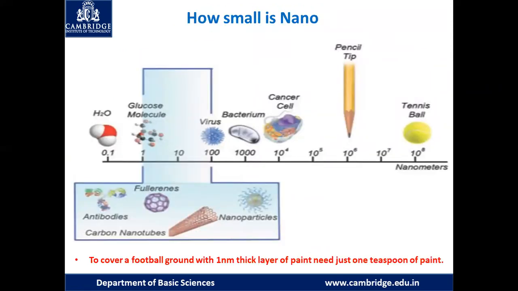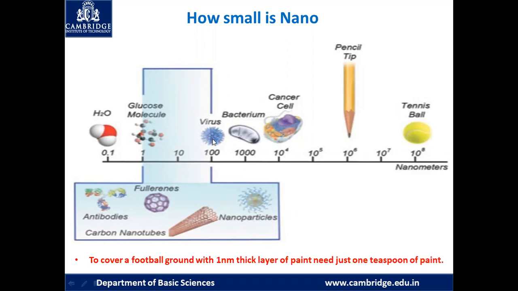How small is nano? To understand how small the nanoparticles are, there is a scale given. In the scale, water molecules are 0.1 nanometer. Glucose molecules are 1 nanometer. Virus is 100 nanometer. A bacterium is 1000 nanometer. And a cancer cell is 10 raised to 4 nanometer. And the tip of the pencil is 10 raised to 6 nanometer. And a tennis ball is 10 raised to 8 nanometer in size.